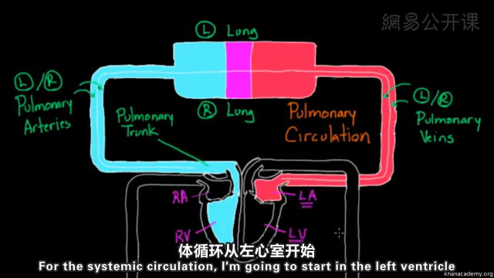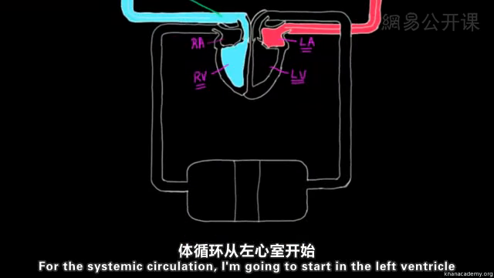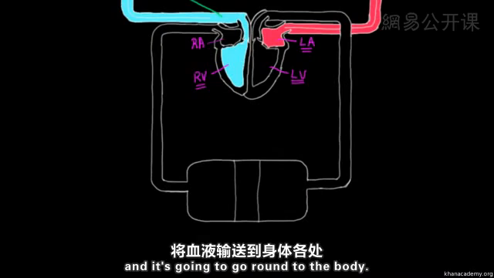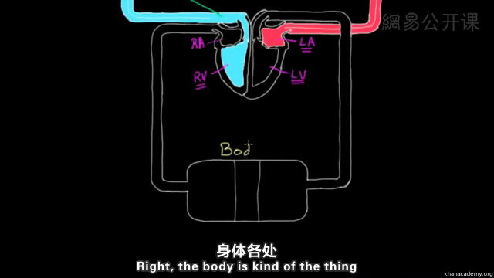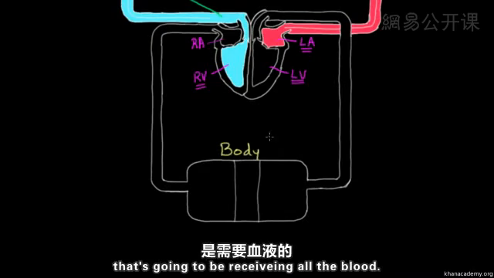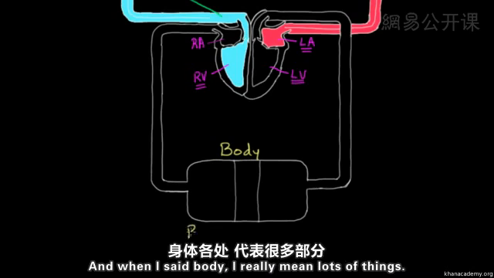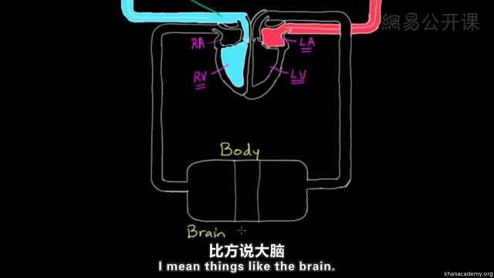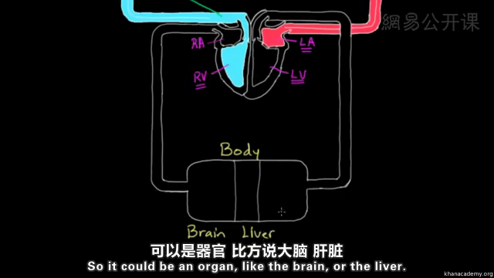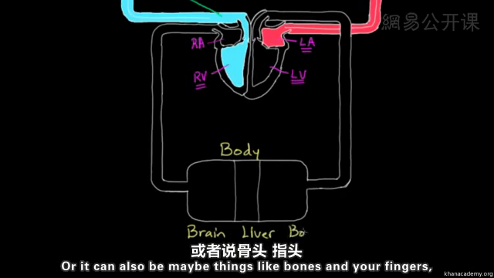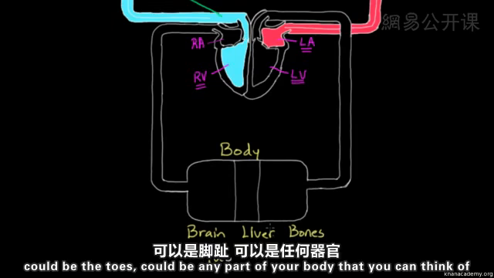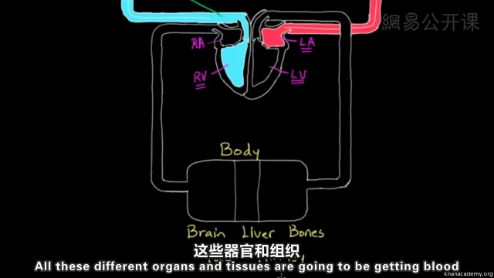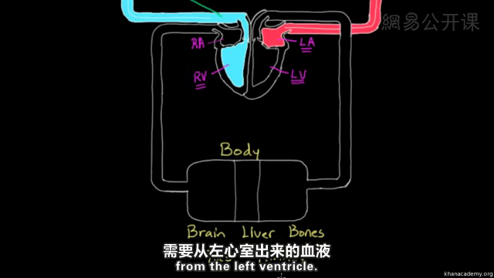So for the systemic circulation, I'm going to start at the left ventricle, and it's going to go around to the body, right? The body is the thing that's going to be receiving all of the blood. And when I say body, I really mean lots of things. I mean things like the brain, so it could be an organ like the brain or the liver. It could also be things like bones. If you have bones in your fingers, it could be the toes. It could be any part of your body that you can think of, right? So all these different organs and tissues are going to be getting blood from the left ventricle.